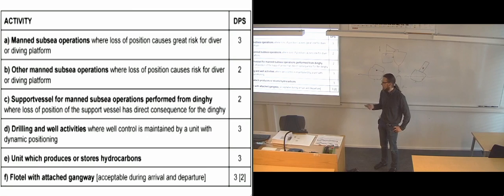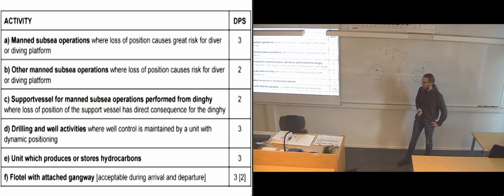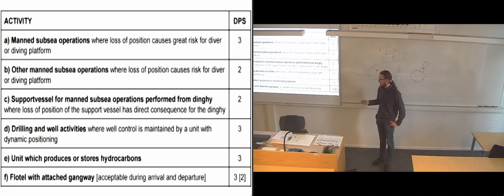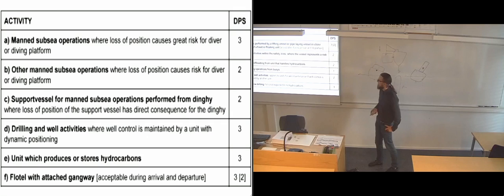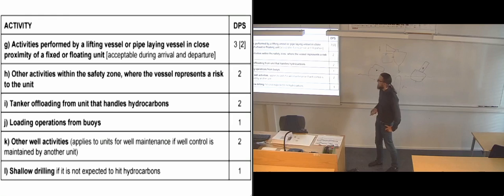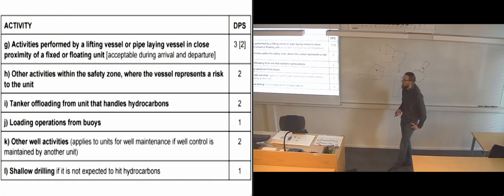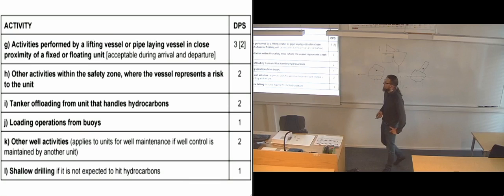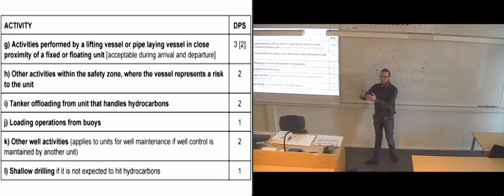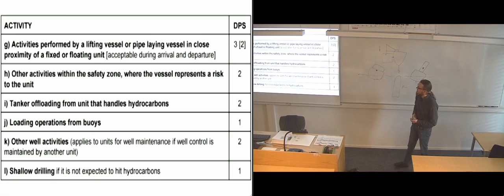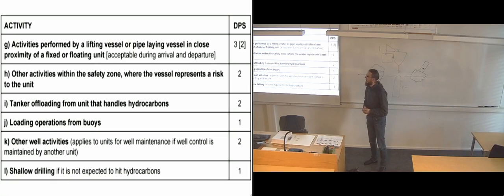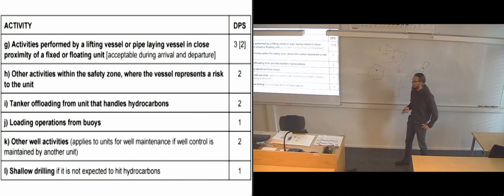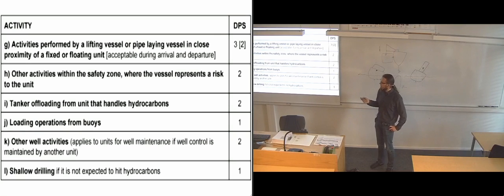A flotel with attached gangway is usually a 3. But during arrival and departure, it is acceptable with just a 2 for it. Activities performed by a lifting vessel or pipelaying vessel in close proximity of a fixed or floating unit, then we have a 3, but while they are moving into position, it is acceptable to have just a 2. And then other activities within the safety zone where the vessel represents a risk to the unit, a 2. Tanker offloading from a unit that handles hydrocarbons, a 2.